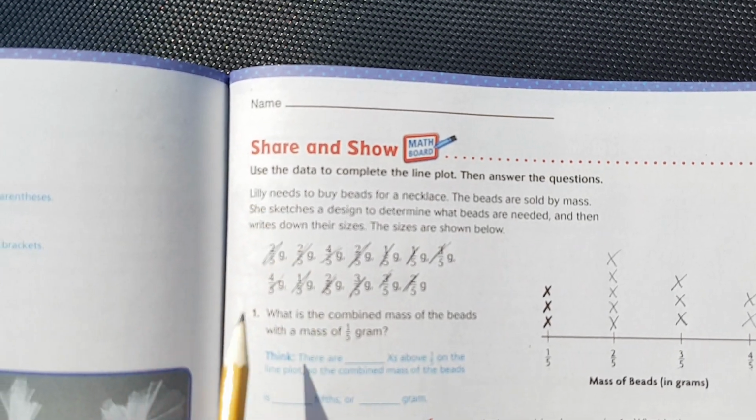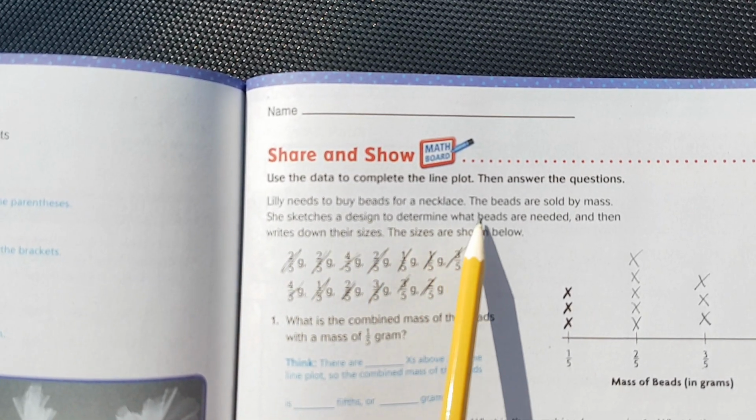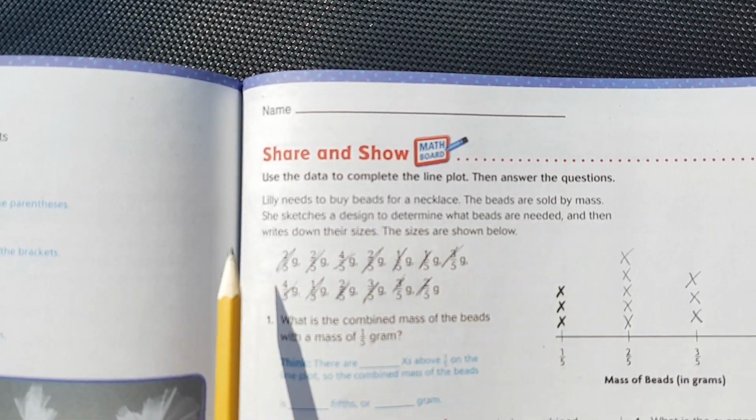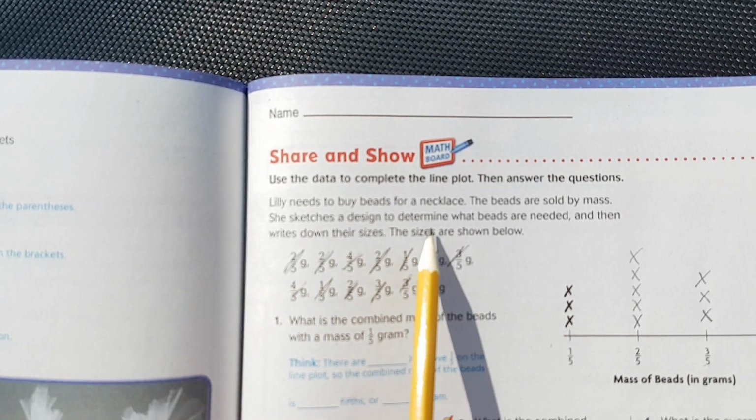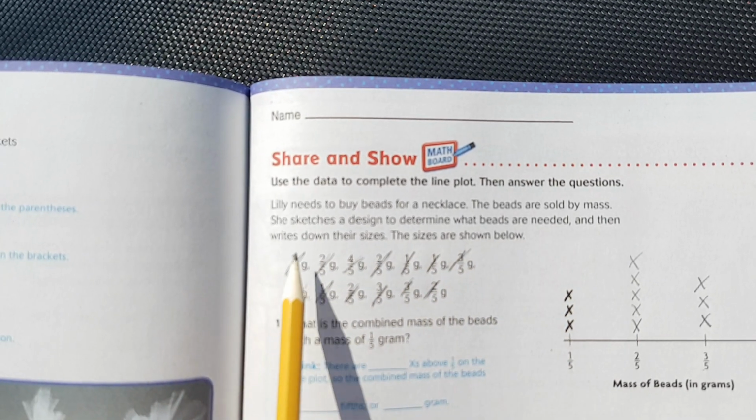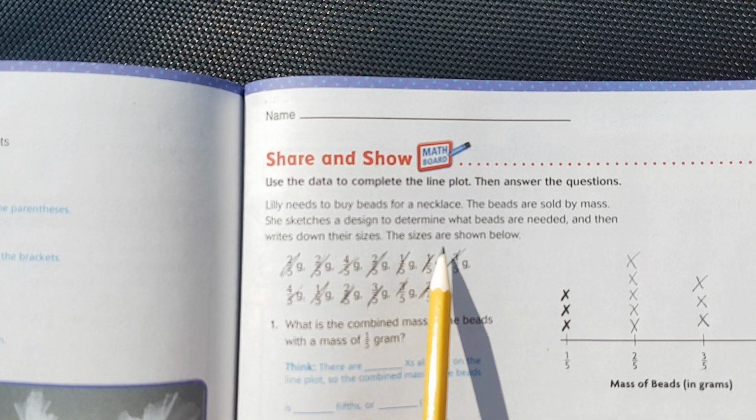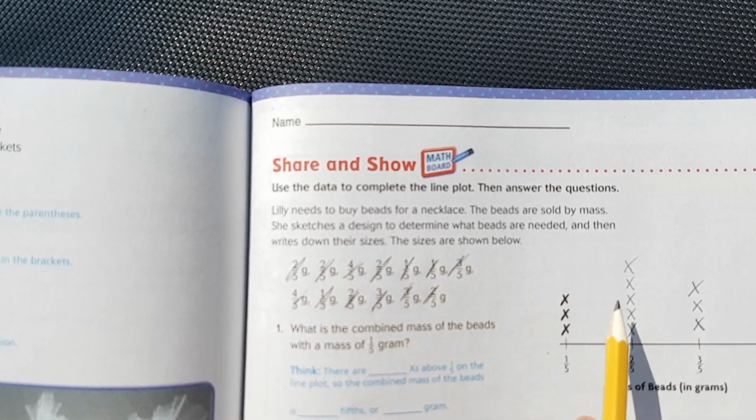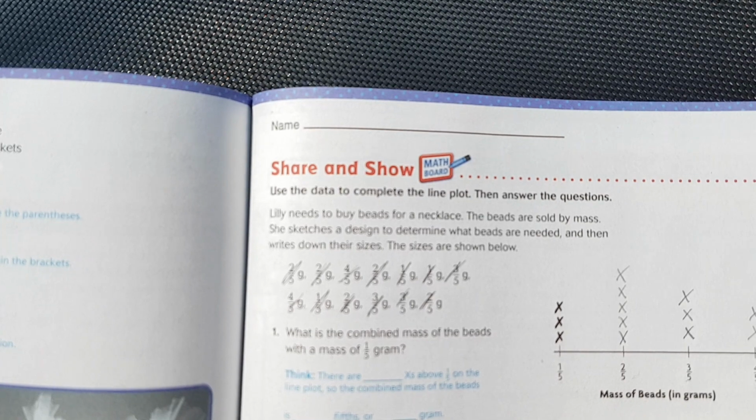I forgot to read this to you guys. Lily needs to buy beads for a necklace. The beads are sold by mass. She sketches a design to determine what beads are needed and then writes down their sizes. The sizes are shown below. So here's what we have, the different sizes, okay?